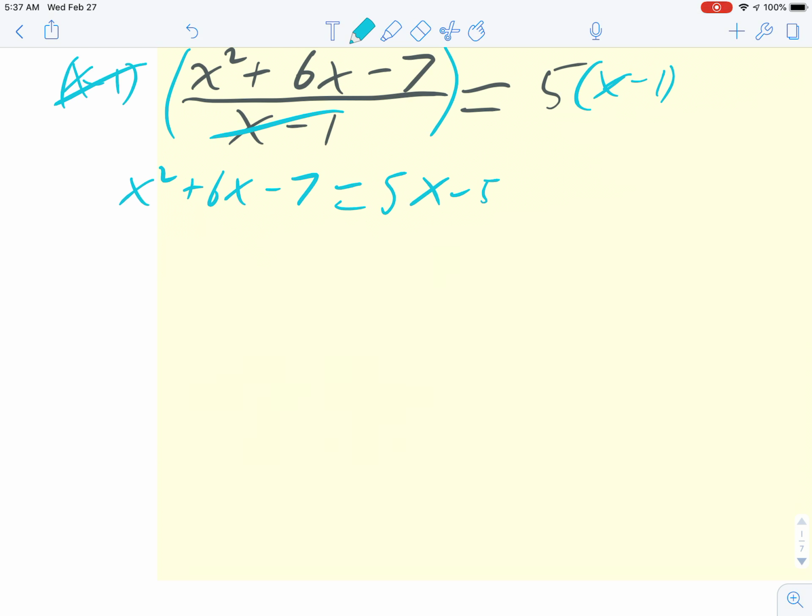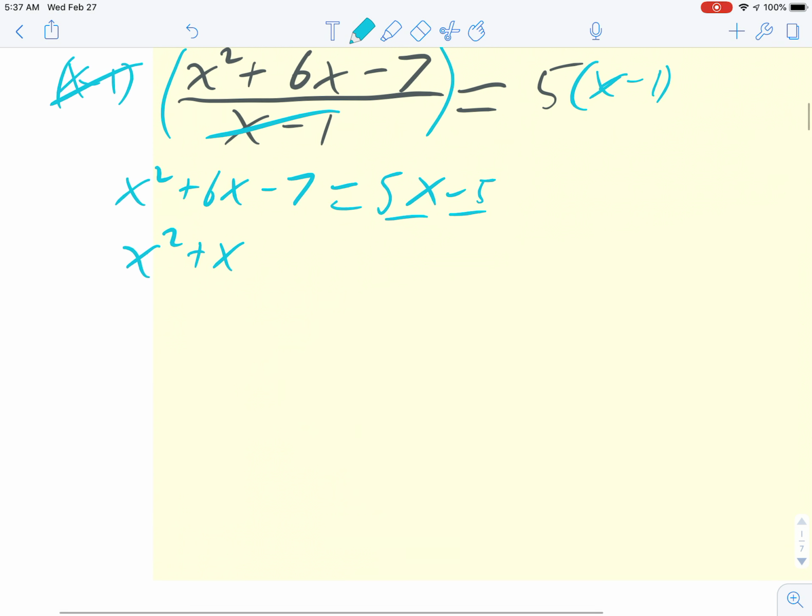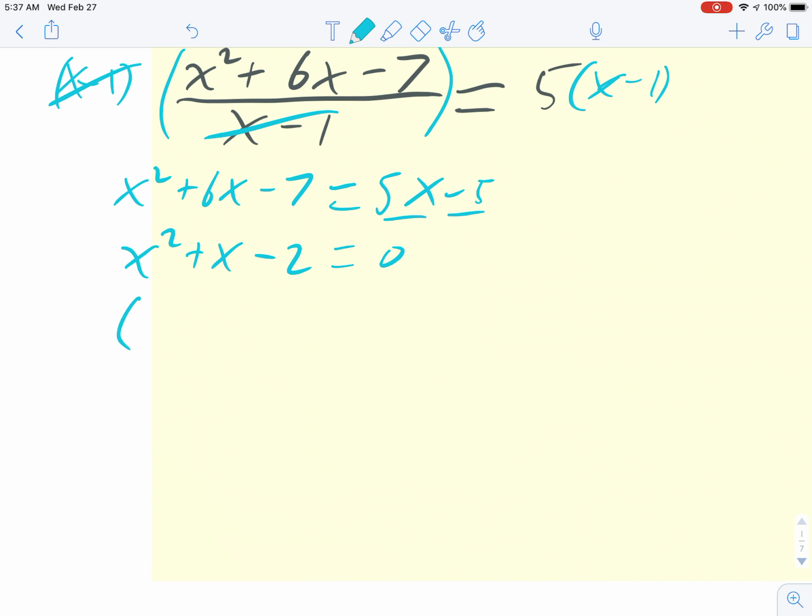But it's going to get interesting because rationals are very special. So let's keep going. I'm going to subtract the 5x from both sides and then add the 5 to both sides. So that's going to give me x squared plus 1x, negative 7 plus 5 is negative 2. And I'm going to go ahead and factor that. x plus 2 times x minus 1 equals 0. So x is negative 2 or x is 1.